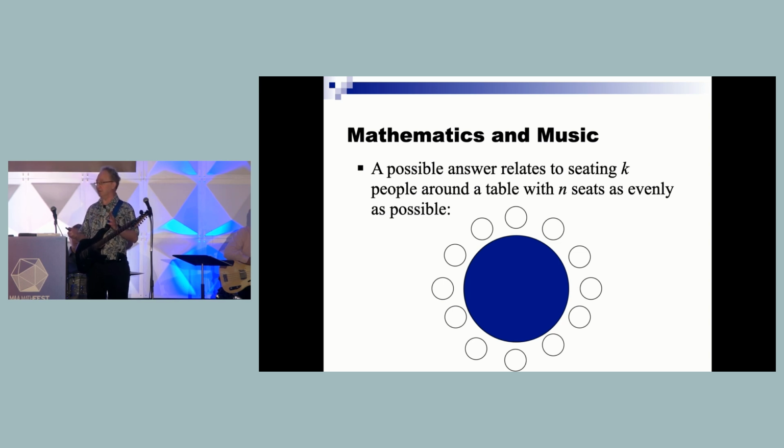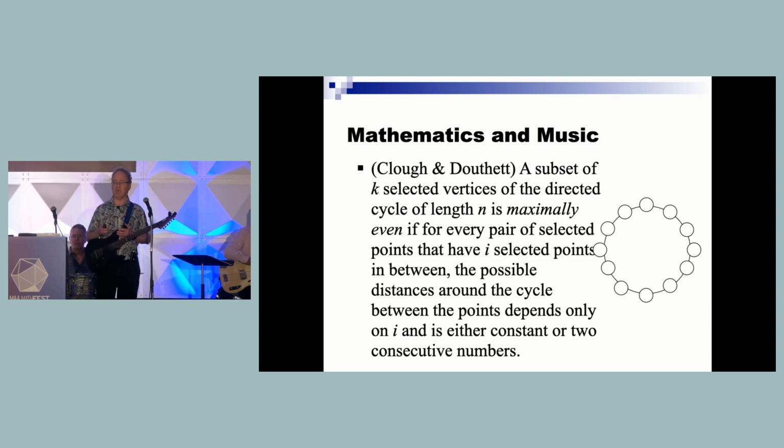What about 7? They came up with a definition of what it means to be equally spaced around a circle, a cycle in graph theory. A subset of k selected vertices of the directed cycle of length n is called maximally even if, for every pair of selected points that have i selected points between them, the distance between them is either always the same number based on i, or it's 2 consecutive numbers.